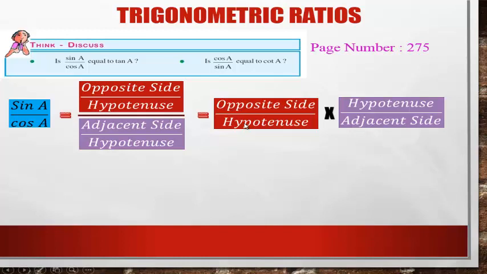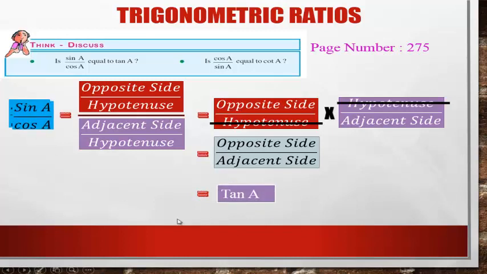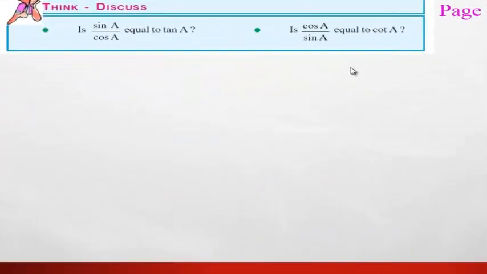Now the hypotenuse gets cancelled. It remains opposite side by adjacent side, which is tan A. Therefore, sin A by cos A equals tan A. So the first problem is true.